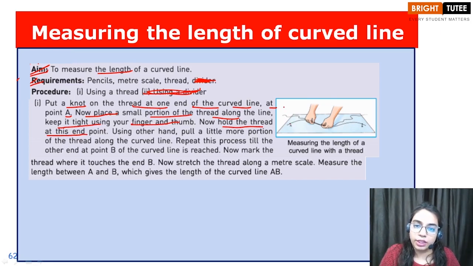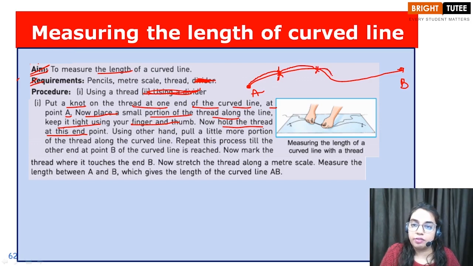So children, suppose this was our curved line, this is point A, this is point B, and we start measuring it with a string or a thread. And suppose we measured a string up till here, then we will hold it tight at this point, then we'll move ahead and measure up till here, then again we will move ahead, and by doing this we will reach the point B.